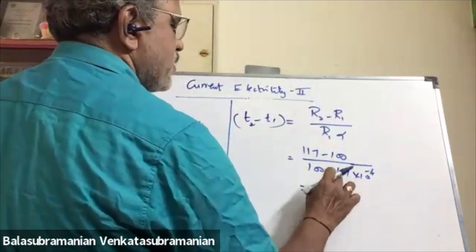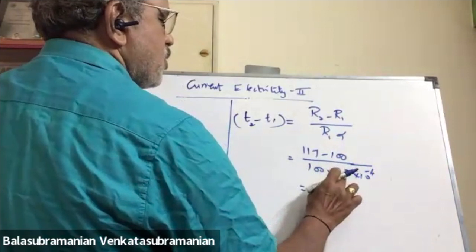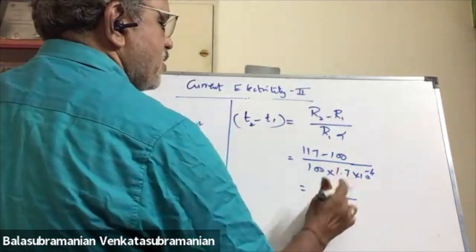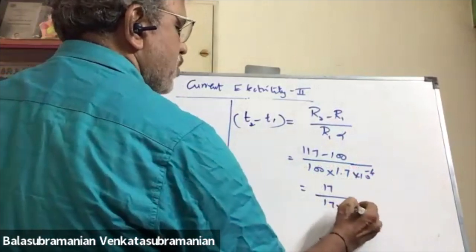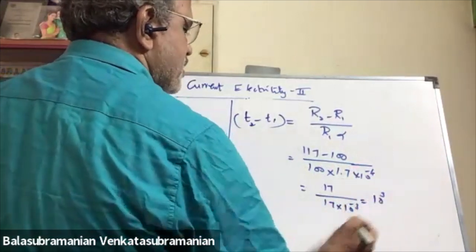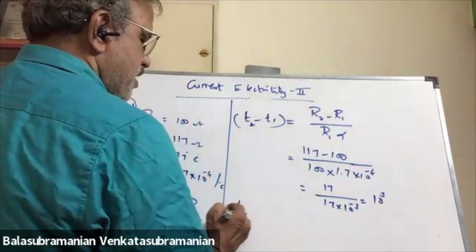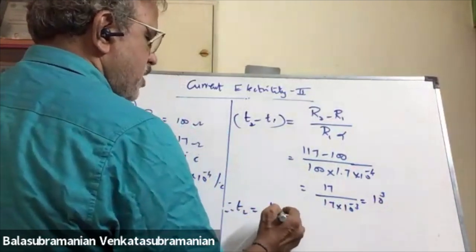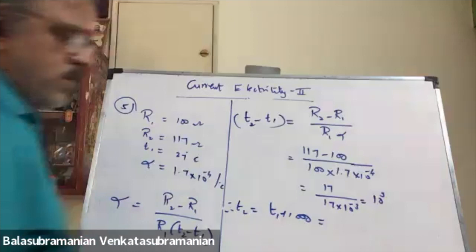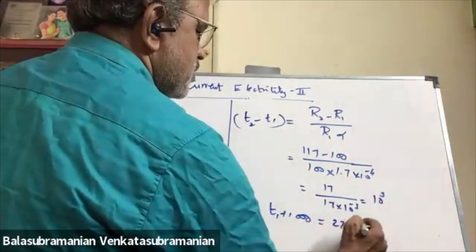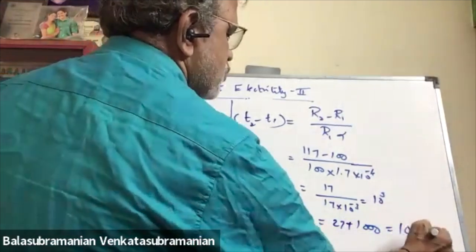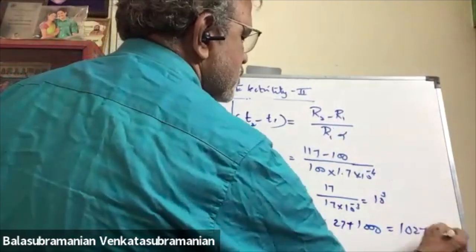17 by 100, if you put this it will become 17 into 10 power minus 2 divided by 1.7 into 10 power minus 4, that is 10 power 3, 1000. Therefore, T2 is equal to T1 plus 1000. What is T1 given? 27 degrees Celsius. So it should be 27 plus 1000, 1027 degrees Celsius.